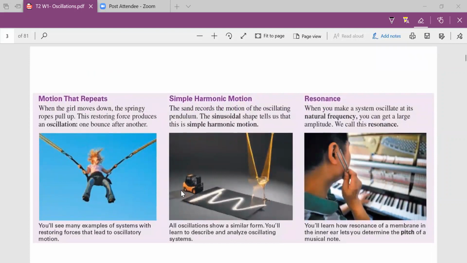We'll be covering 3 major blocks: a motion that repeats itself, general oscillation, which we'll discuss in relation to simple harmonic motion, and also resonance, that is, the oscillation at its natural frequency.